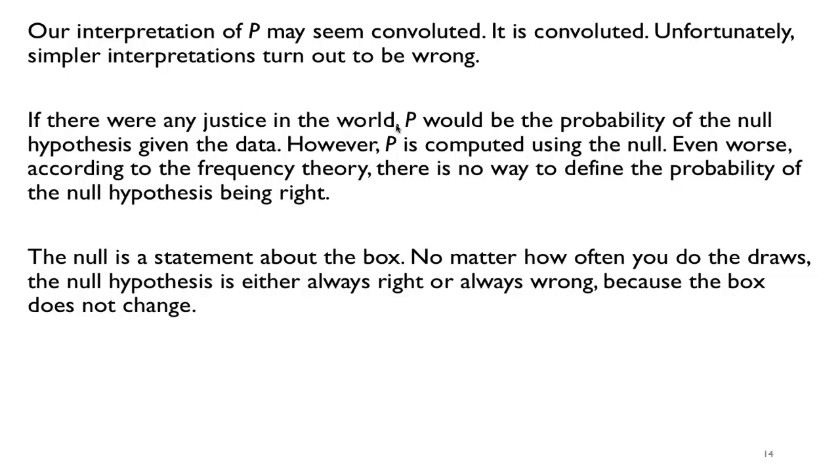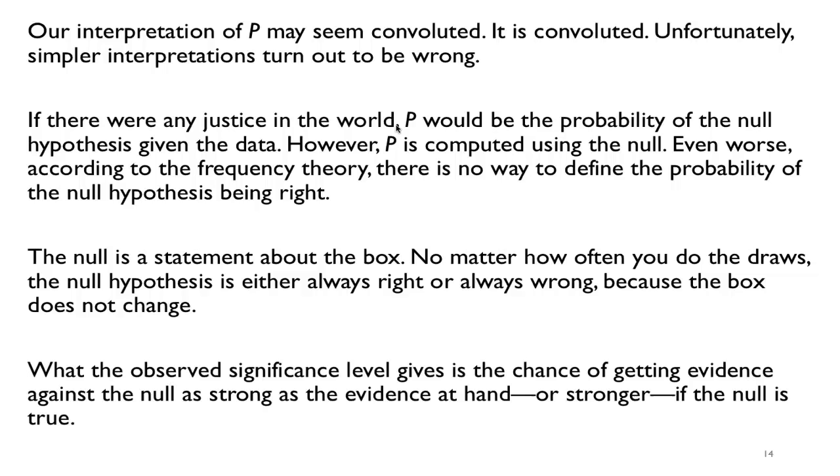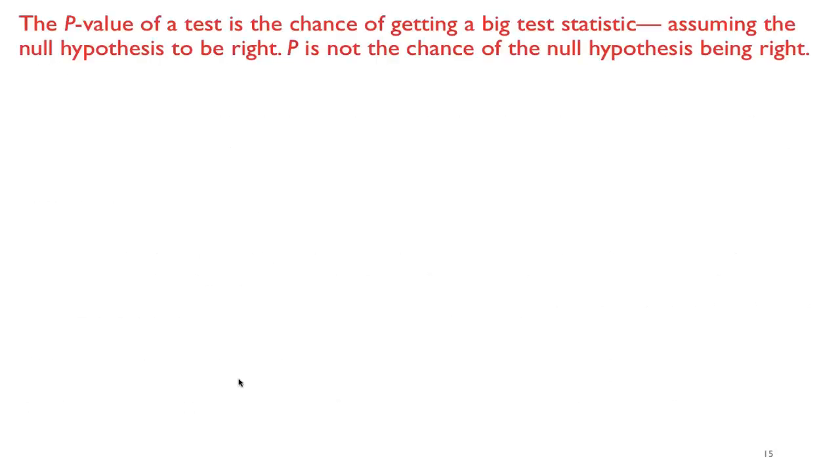So the null is a statement about the box. No matter how often you make draws, the null hypothesis is either always right or always wrong, because the box doesn't change. So what the observed significance level tells us is the chance of getting evidence against the null hypothesis as strong as, or even stronger than, if the null is right. So the p-value is the chance of getting a big test statistic, assuming that the null hypothesis is right. P is not the chance of the null hypothesis being right.